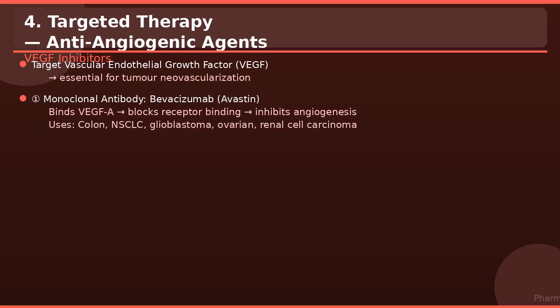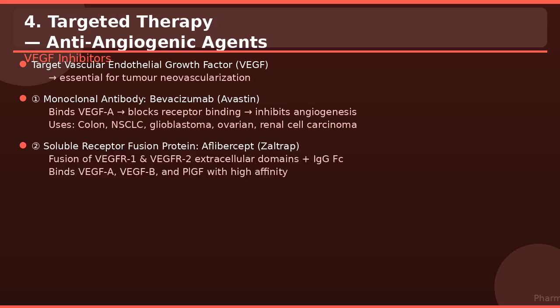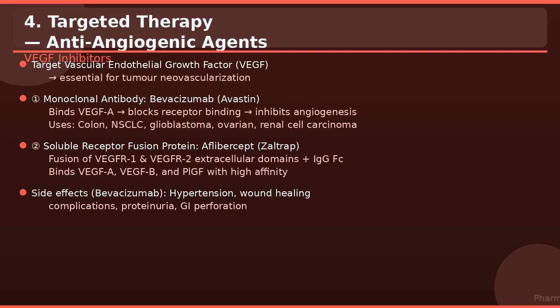Bevacizumab is a monoclonal antibody that directly binds VEGF-A, preventing it from binding to its receptors on endothelial cells, thereby inhibiting angiogenesis. It is used in combination chemotherapy for colon cancer, non-small cell lung cancer, glioblastoma, ovarian cancer, and renal cell carcinoma. Side effects include hypertension due to reduced nitric oxide production, wound healing complications, proteinuria, and GI perforation.